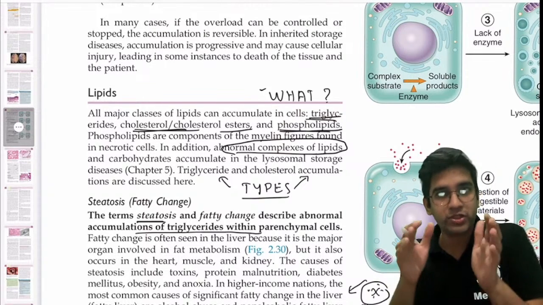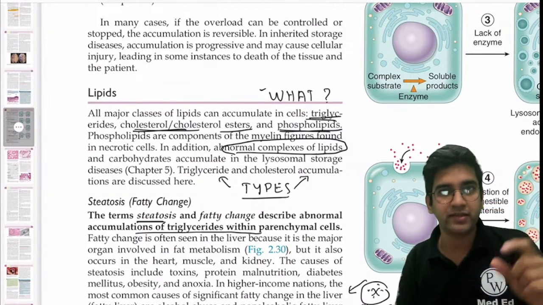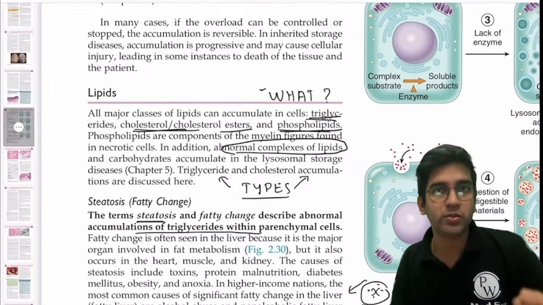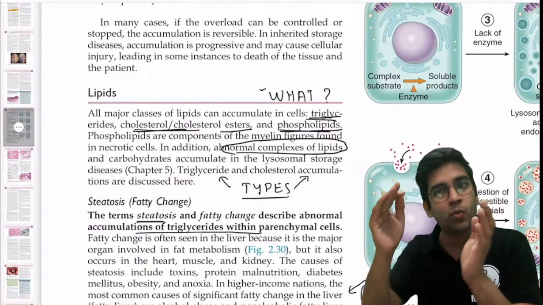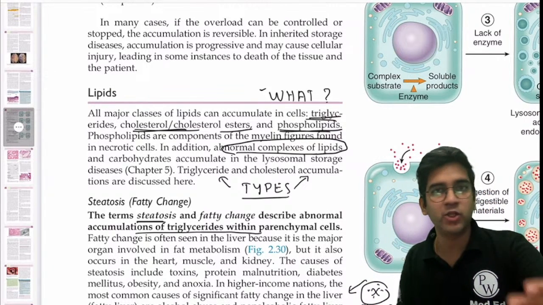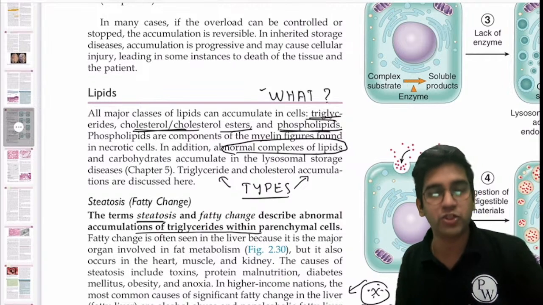In the lipid accumulation which is there in the Robbins, they have not discussed everything. They have discussed only two parts. So when you write a 5-mark question, the first thing is lipid accumulation. What all substances can accumulate? It can be triglycerides, cholesterol esters, sphingomyelins, phospholipids, or any lipid complexes.